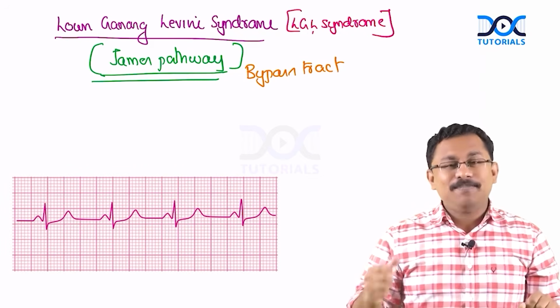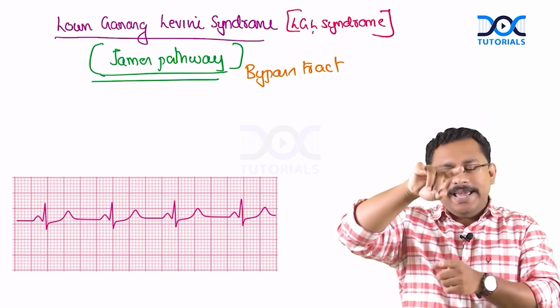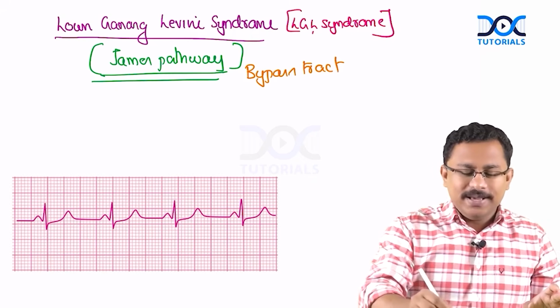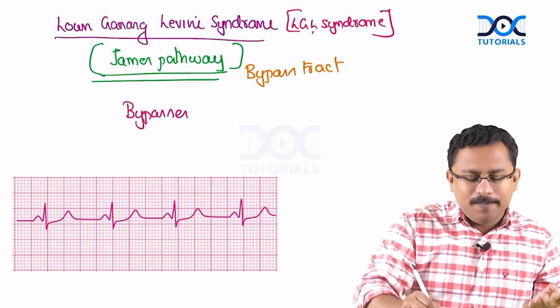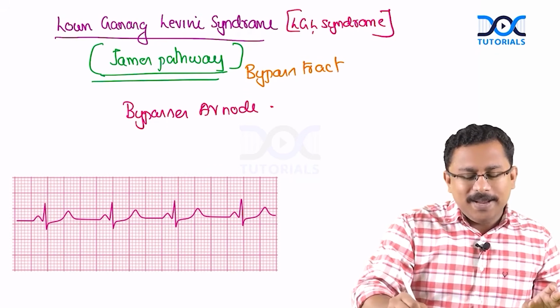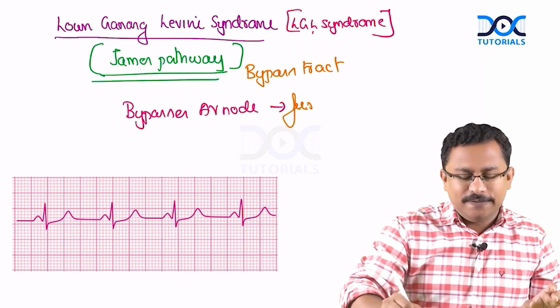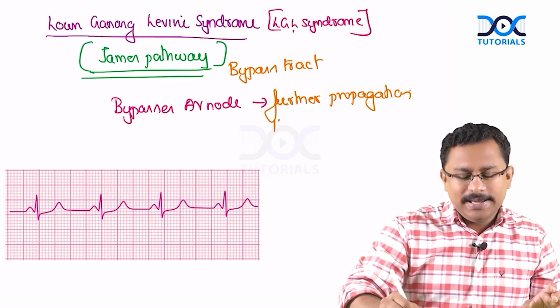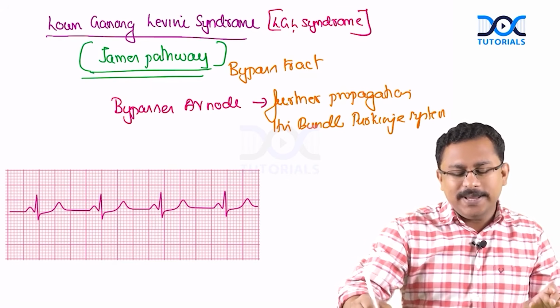But here is the importance: the bypass here only bypasses the AV node. The impulse then comes to the His bundle Purkinje system itself. That is the only difference, that it bypasses the AV node, but once it bypasses the AV node, further propagation is through the His bundle Purkinje system. Now this is very, very important.